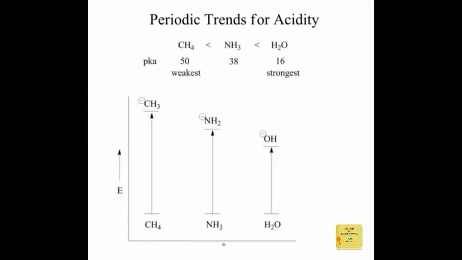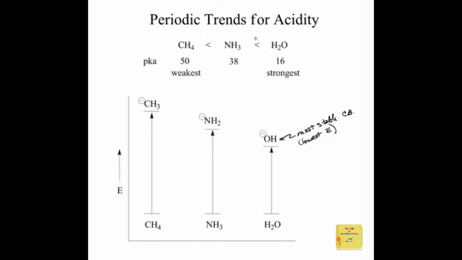If we're comparing methane and ammonia and water as acids, we know that water is the strongest acid. And that's because when we compare the difference in energies of our conjugate bases, we see that the more stable conjugate base is the one with the negative charge on the most electronegative atom. Okay, so right here, this is the most stable conjugate base, meaning it's the lowest in energy.